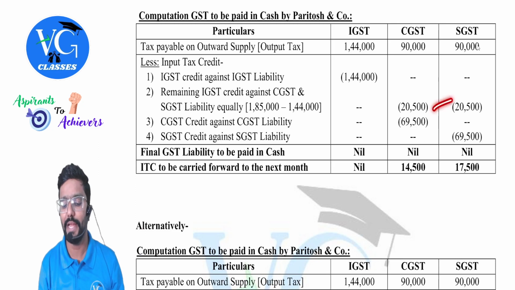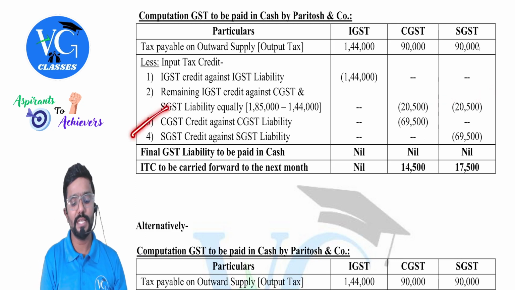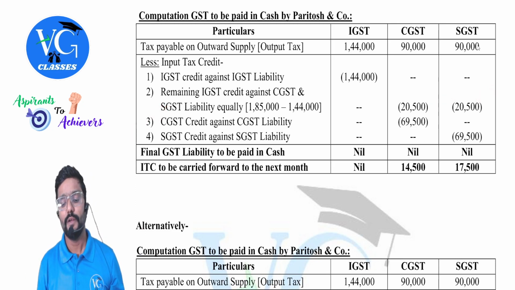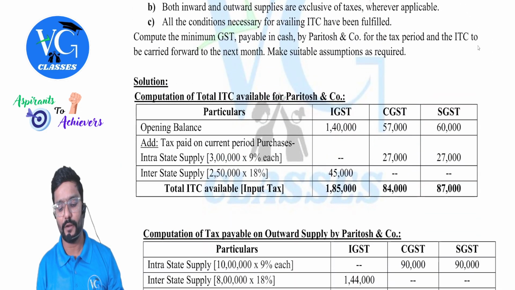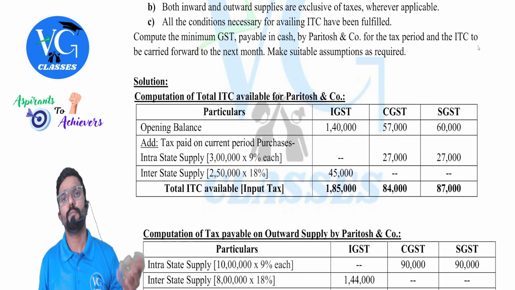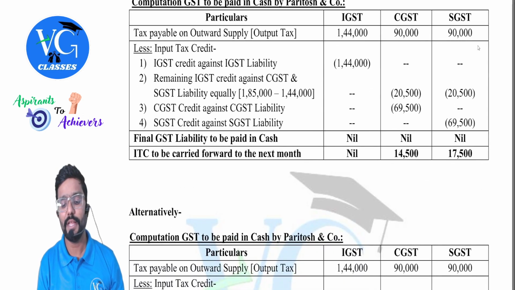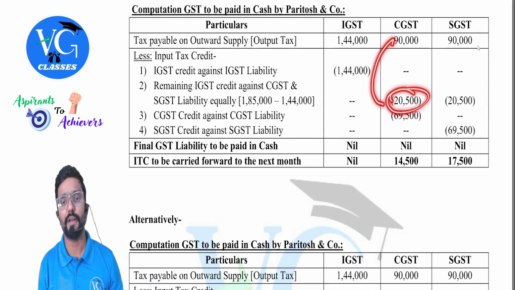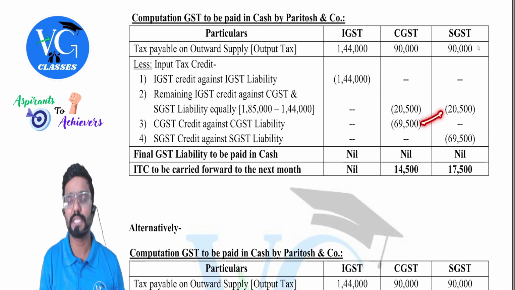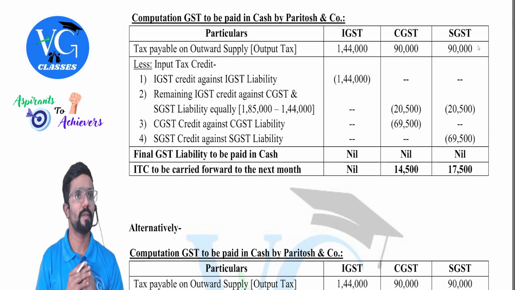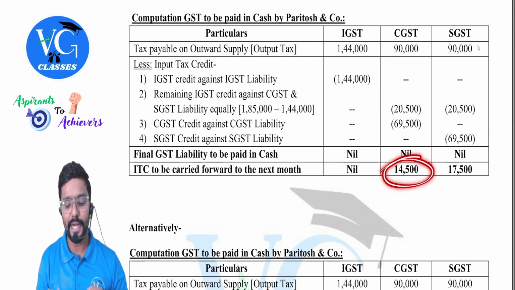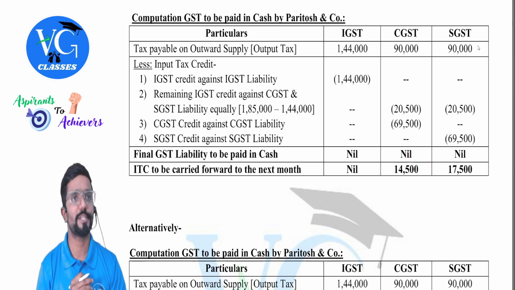Okay, fine, sir. Equally, I divided. Next, CGST. How much do we have, guys? We totally have CGST credit of 84,000, but I'm not able to use it fully, sir. Why? Sir, 90,000 minus 20,500. The balance comes to only 69,500. Balancing figure. Okay. Remaining credit, I will carry forward to next month, guys.